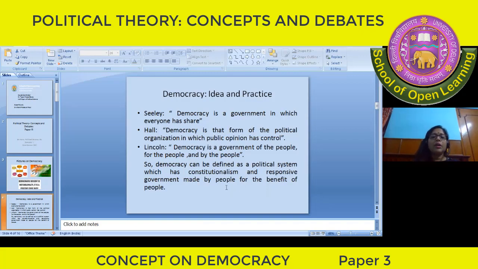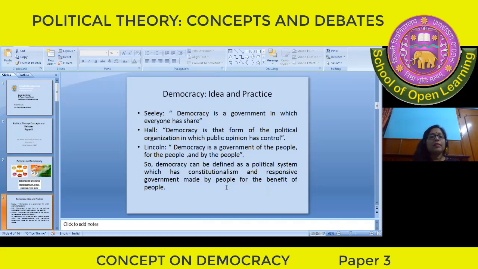You may have heard about the idea of sovereignty. Sovereignty is always the most powerful attribute of state and government, and in democracy this sovereignty lies with the people. That's why we say we the people. Here, consent is required and all the people have equal capacity to make decisions. So decisions in a democracy are usually given by the people.